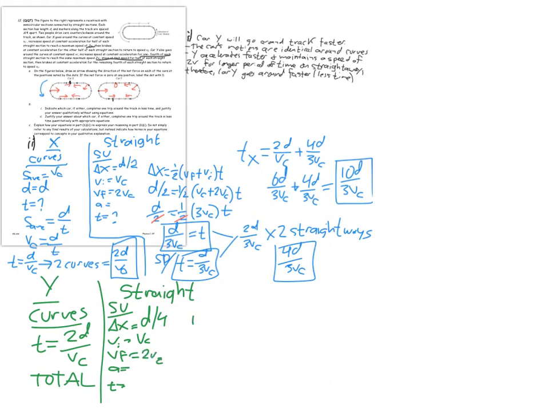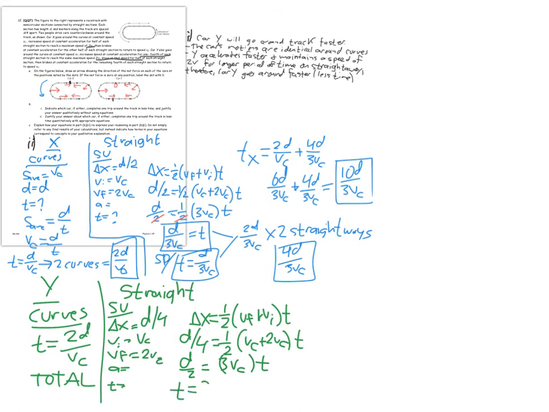So we're going to set up the same equation that we did for car X, the 1/2 VF plus VI times T. And so we can say D over 4 equals 1/2 VC plus 2VC times T. I'm going to multiply both sides by 2 and combine the VC's, so we end up getting D over 2 equals 3VC times T, which means that our time for speeding up is going to be D over 6VC. That also is going to be our time for slowing down.